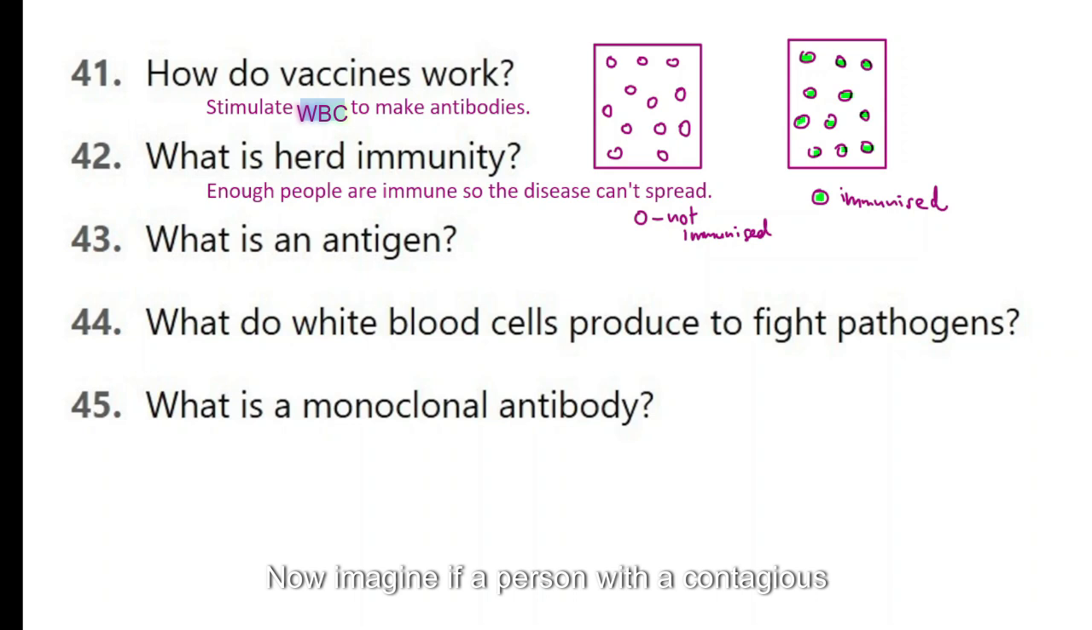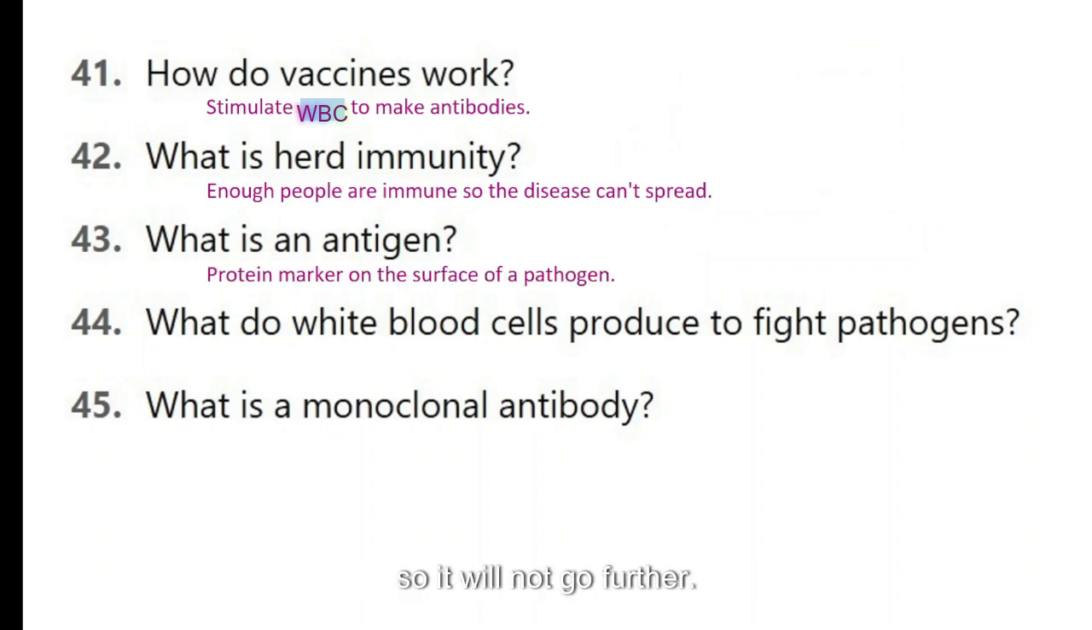Now imagine if a person with a contagious disease goes into this population, that person can easily spread the disease to the people around, and they will spread it to more people, and a large number of people can actually get unwell. However, if the same happens to the other one, a sick person goes into an immunized community, most of the people around this person are immunized, so it will not go further.